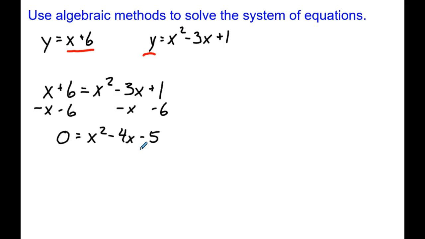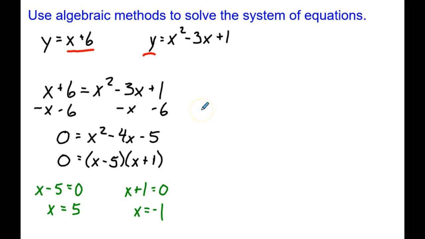This one turns out to factor nicely. This quadratic equation factors down into x minus 5 times x plus 1. Then we use the zero product property to set each of these factors equal to 0, so we get x equals 5 and x equals negative 1. Now we're not quite done because we want to solve the system. We want to find the ordered pairs, so we have to plug each of these x values into either of these two equations. It does not matter which equation we plug it into, but we need to find the y value. The linear equation is probably going to be easier to work with.